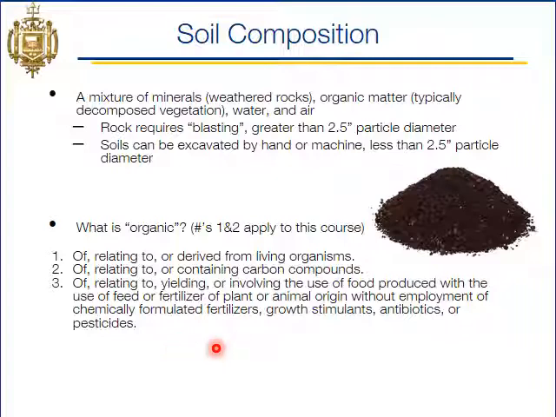Number 1 is a decomposed living organism, so anything that has died and then been decomposed by nature. That often gets broken down into what you see here. And number 2, all that decomposed stuff has to contain carbon. Carbon is what gives it that dark color. So organic soils are pretty easy to point out. Usually they have a dark color and the smell of decomposition.